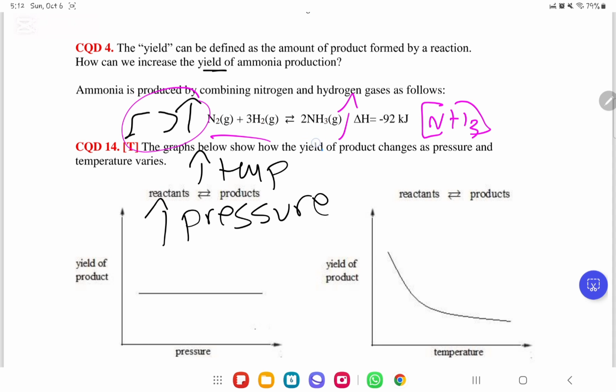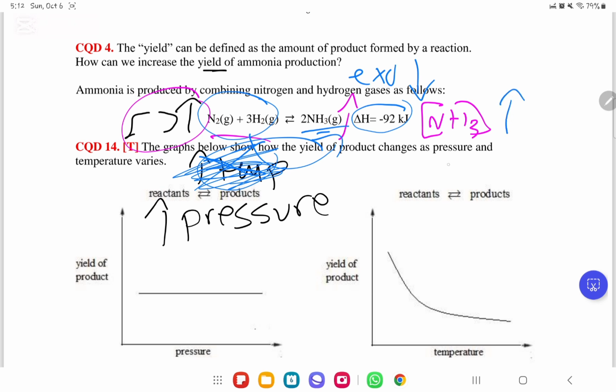Now I made a mistake here. Don't be like me and rush into the question without reading anything. Here we have delta H is negative. Since it's negative, it's exothermic. So if we have an exothermic reaction and we need to increase the yield of our products, we need to decrease the temperature. If we decrease the temperature, following the 4 steps, we will result in taking concentration from our reactants. So in the end, the concentration of NH3 will increase.